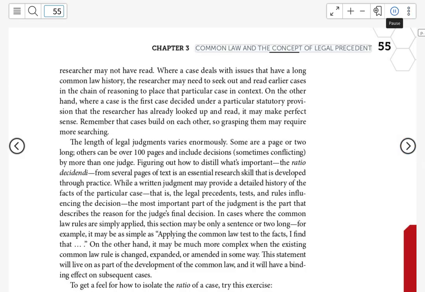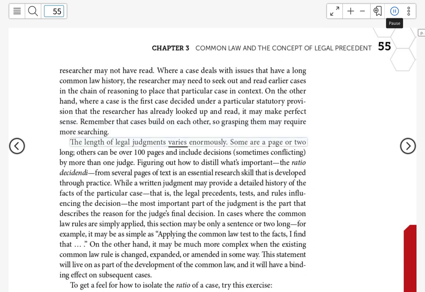Chapter 3: Common Law and the Concept of Legal Precedent. Earlier decisions may be cases the researcher may not have read. Where a case deals with issues that have a long common law history, the researcher may need to seek out and read earlier cases in the chain of reasoning to place that particular case in context. On the other hand, where a case is the first case decided under a particular statutory provision that the researcher has already looked up and read, it may make perfect sense. Remember that cases build on each other, so grasping them may require more searching.